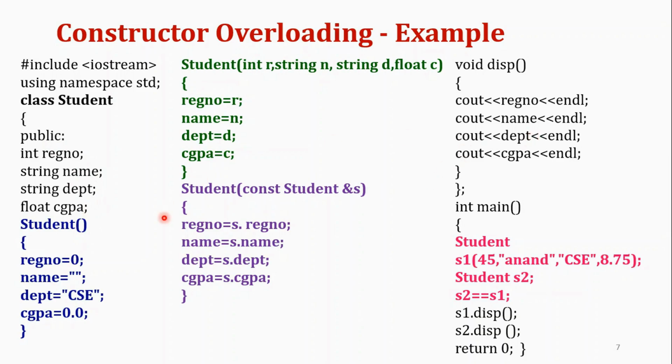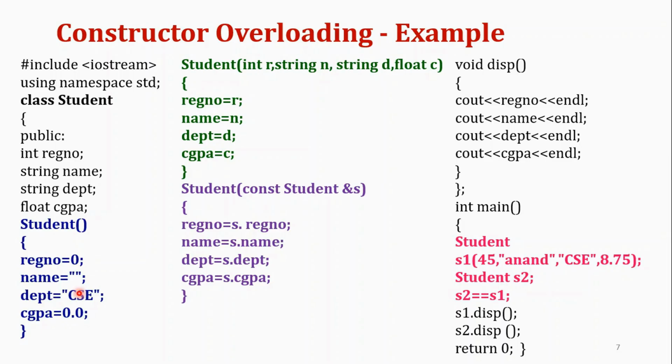Okay, so my first constructor has the same name as the class name, no parameter, no return type. It is a default constructor used to initialize the member data: register number, name, department, and CGPA. Register number is 0, name is empty, department is "CSE", and CGPA is 0.0 initially. These are dummy values. So this default constructor is used to initialize these dummy values for all the objects.